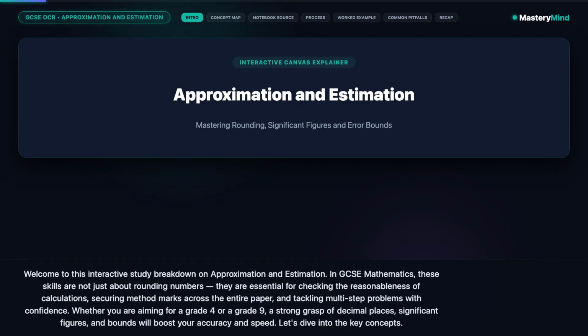Whether you are aiming for a grade 4 or a grade 9, a strong grasp of decimal places, significant figures, and bounds will boost your accuracy and speed. Let's dive into the key concepts. Let's map out the core ideas.